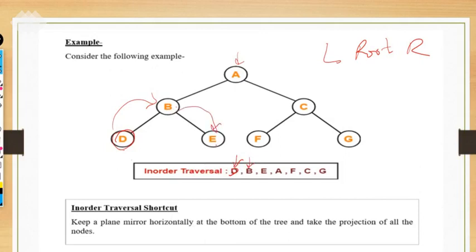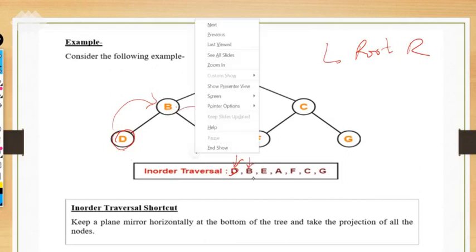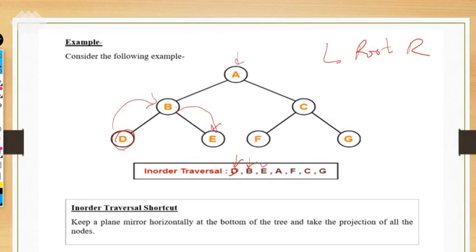Then come here. First check, is there any left? No. Then you have to write E here as a root. Then check, is there any right? No. Then come back to B. Again check, left, right, root already covered. Then come here, this right. So A is the root here. Left side is already covered. Then write the root. Yes.